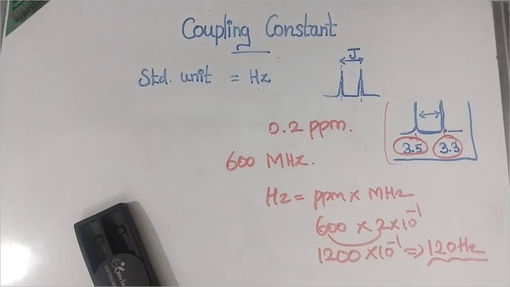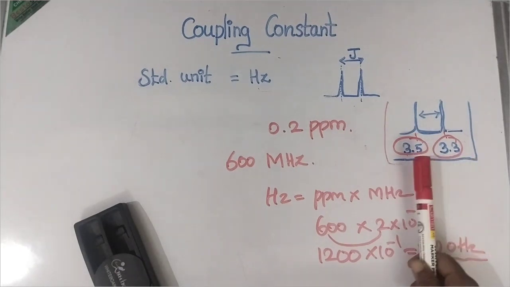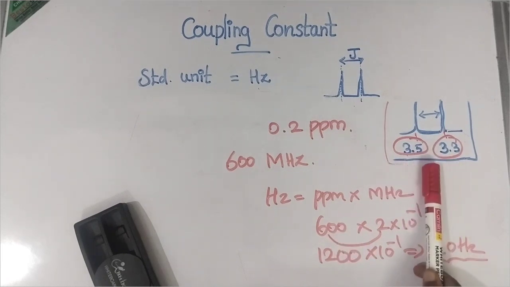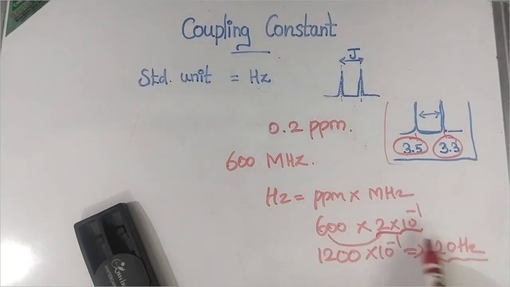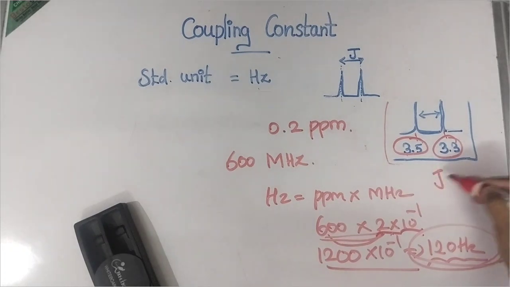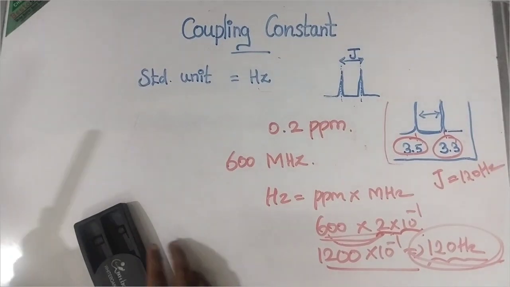So if someone is asking you to find out the coupling constant, you have to subtract the values of the chemical shift, and then you will get the value in ppm. You have to multiply with the operating frequency. So in this case it is 600 megahertz. You got the value as 0.2, right? You can write it as 2 into 10 power minus 1. So 600 into 2, the operating frequency. This is what you will get. This is how you have to find out the coupling constant. In this case, the coupling constant J is equal to 120 hertz.